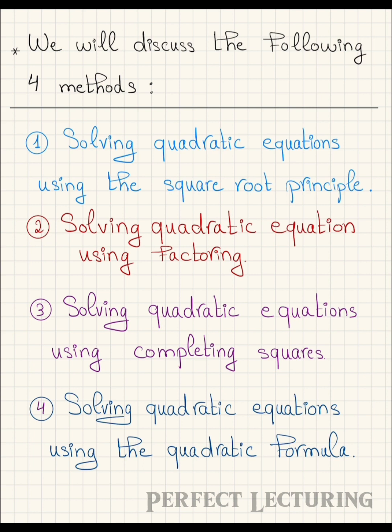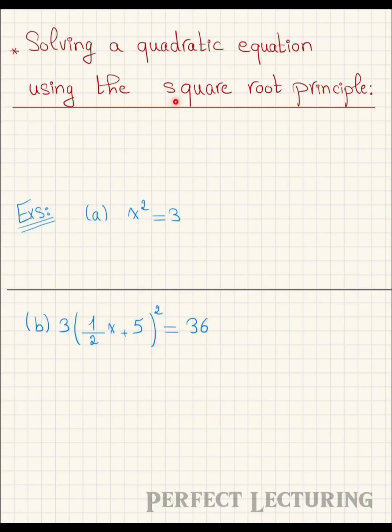Next, I will explain 4 methods of solving a quadratic equation. The first method is solving a quadratic equation using the square root principle, and this only works with a specific class of quadratic equations. The second method is to solve quadratic equations using factoring. The third method is to solve quadratic equations using completing the square. And the final method, which always works with any quadratic equation, is to solve such equations using the so-called quadratic formula.